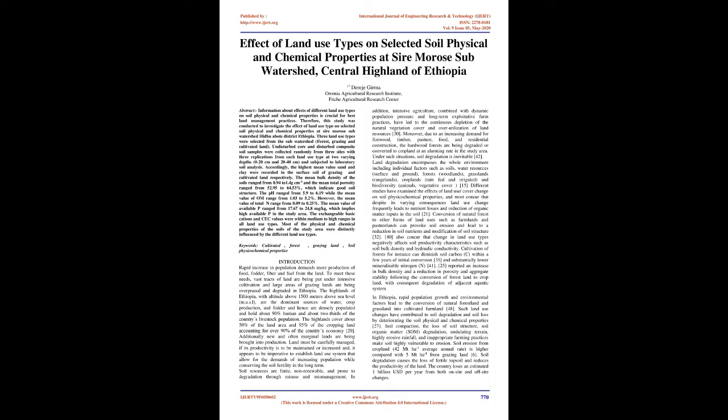The mean value of available P ranged from 17.67 to 24.8 mg per kilogram, which implies high available P in the study area. The exchangeable basic cations and CEC values were within medium to high ranges in all land use types. Most of the physical and chemical properties of the soils of the study area were distinctly influenced by the different land use types. Keywords: cultivated, forest, grazing land, soil physico-chemical properties.